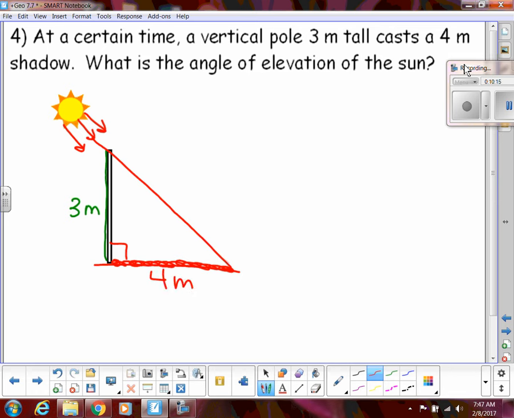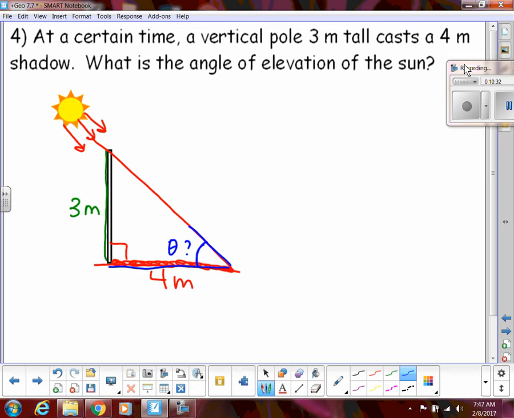So what is the angle of elevation of the sun? They're asking us for this angle right here. Angle of elevation goes between horizontal and diagonal. So we want to know what is this angle right here. I'm going to call that theta again.